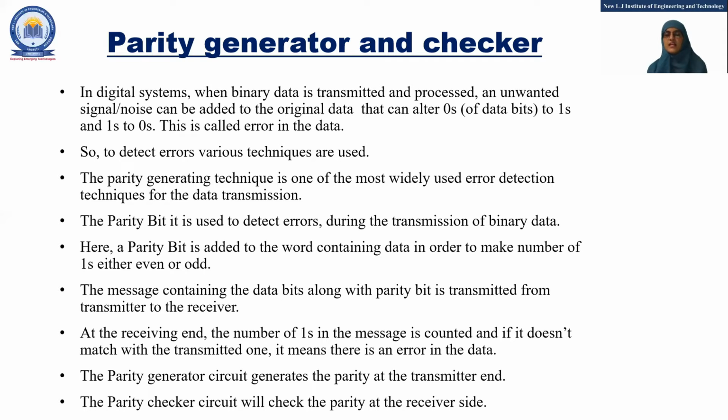At the receiver side, a parity checker circuit will be present. The parity checker will check whether there is an error or not, which means whether it is the original signal or any noise is present in the original data. So the parity generator will generate the parity bit at the sender side, which is the transmitter side, and at the receiver side, the parity checker will check the parity bit. The parity generator circuit generates the parity at the transmitter end, and the parity checker circuit will check the parity at the receiver end.